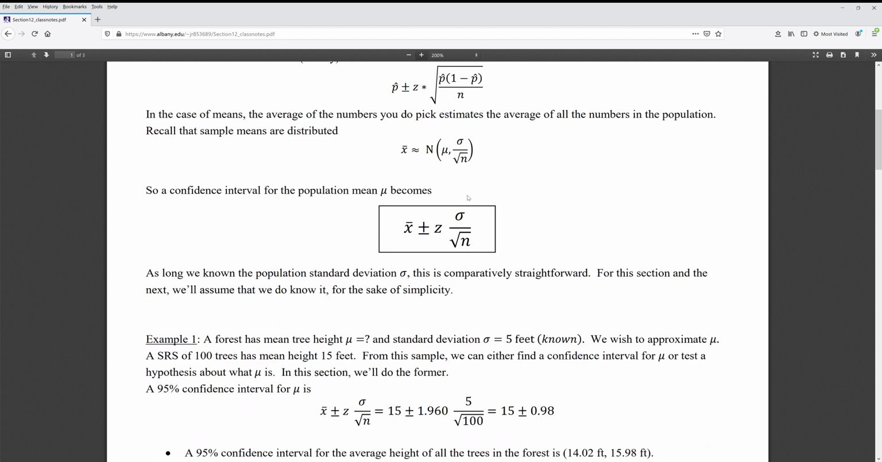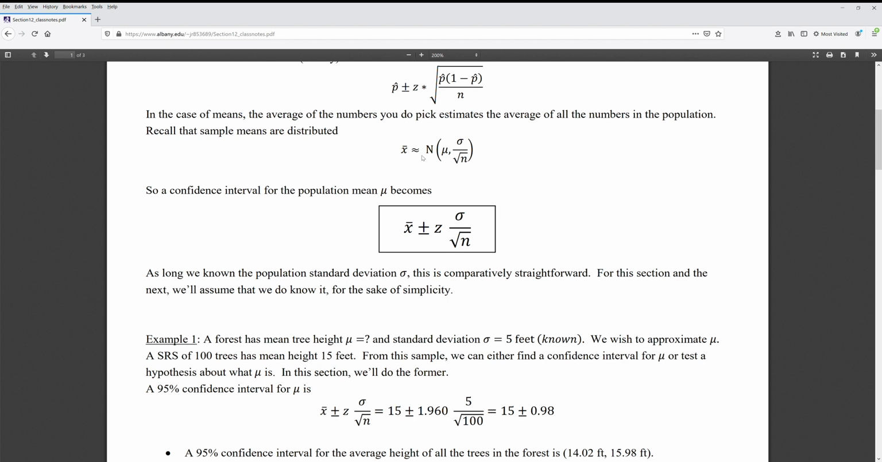What we have is x bar, the average of the numbers in the sample, estimating mu, the average of the numbers in the population. So a confidence interval for the population average, the average of all the numbers out there, is estimated by the average of the numbers you actually pick. We know from Section 9 that x bar is approximately normal for various reasons, either because what you're picking from is normal or because the sample is large. But for confidence intervals, we want large samples anyway, for reasons that we've begun to see.